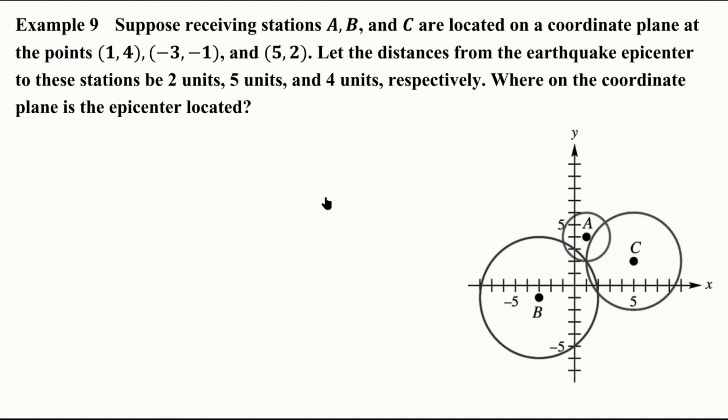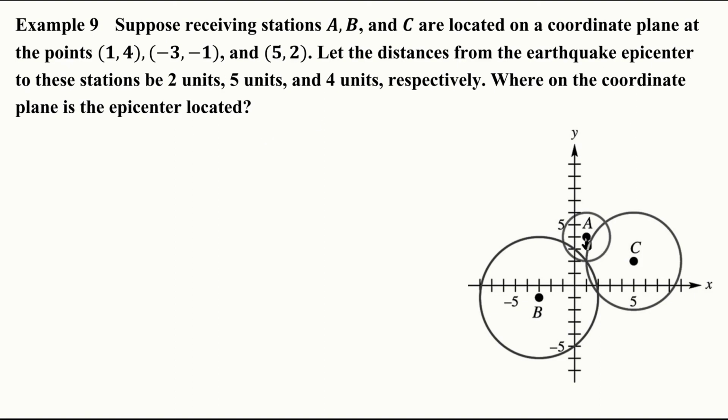All right, here's an interesting application. Suppose receiving stations A, B, and C are located on a coordinate plane at the points 1, 4, negative 3, negative 1, and 5, 2. Let the distances from the earthquake epicenter to these stations be 2 units, 5 units, and 4 units. So in other words, station A is 2 units from the epicenter, station B is 5 units, and station C is 4 units. And we want to know where on the coordinate plane the epicenter is.